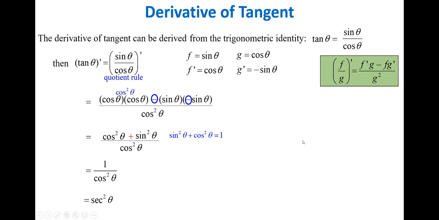So another thing to put on your reference sheet is that, and just to be consistent with your other ones, I'm going to make this in terms of x. The derivative of tangent of x is secant squared x.